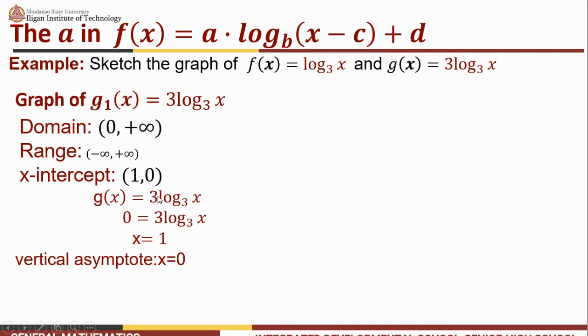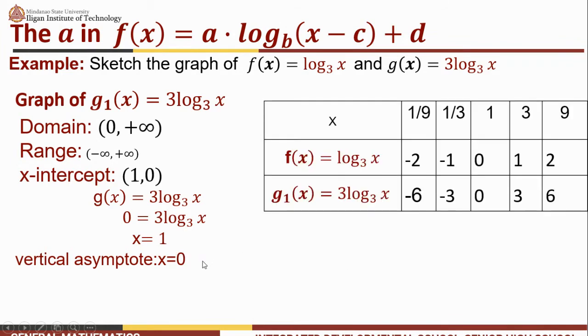Okay, so what we need to do here is we just substitute y equals 0. Then the only value of x that will satisfy this statement is x equals 1. Then for our vertical asymptote, take note that our x here must not be equal to 0 because it will make the function undefined. So for our vertical asymptote, x equals 0. And it is continuous. After that, we will construct the table.